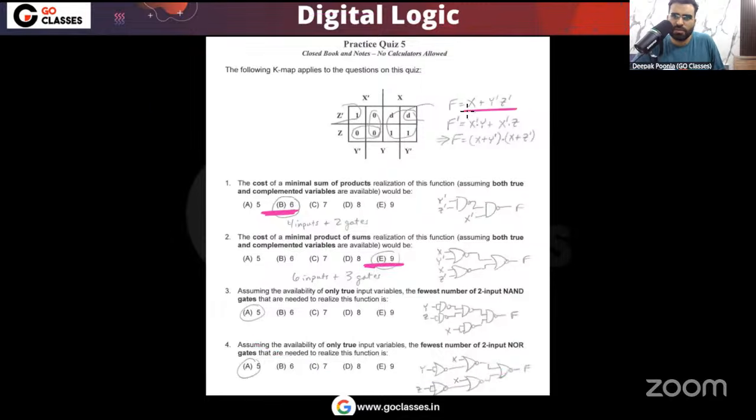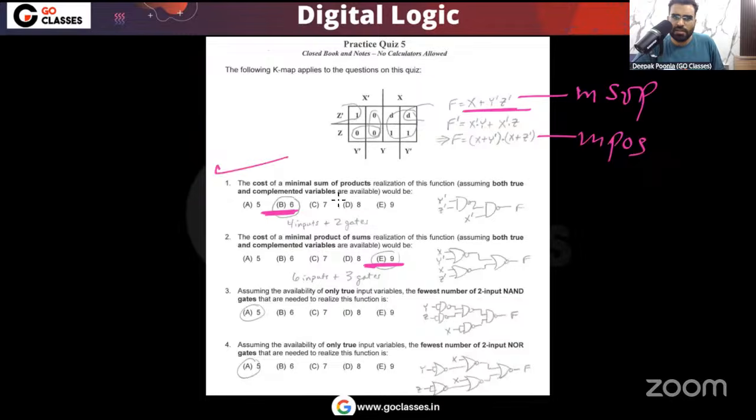Here you can notice that this is the minimal SOP expression. This is the minimal POS expression. You can check it. This is the minimal SOP expression. This is the minimal POS expression.